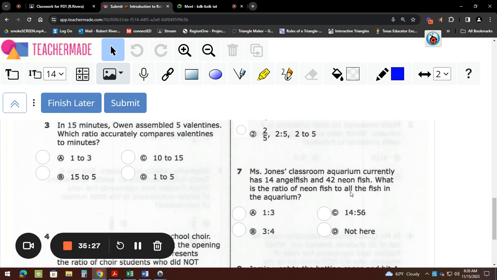Neon to all. Oh. Part to what? Oh. Who do you need first? Yeah, the neon. How many? 42. And then after 42, who are you going to need second? Angelfish. That's the mistake he made. He wants to put the 14. Are we going to put the 14? No. Because they want the what? All the fish. So what do you have to do with those two so we can get all? Add. Just like my number 7.